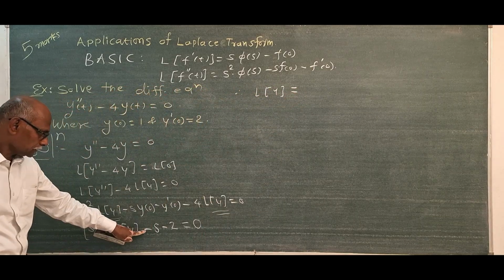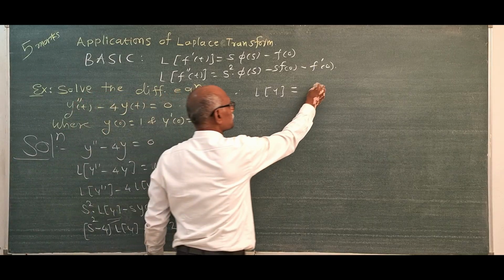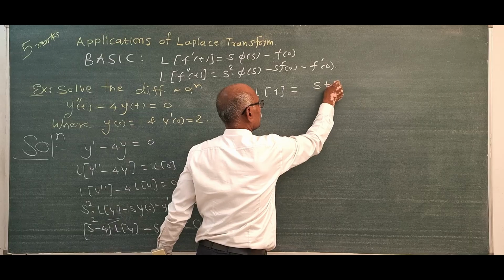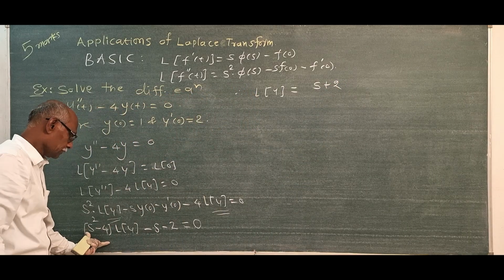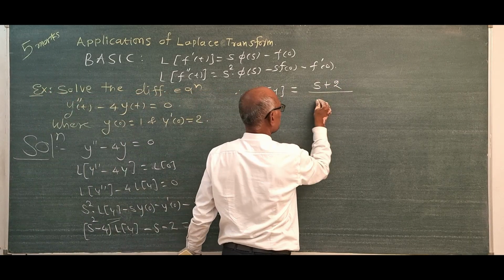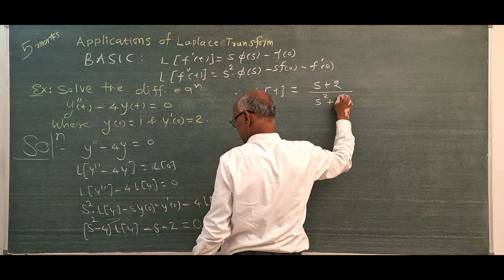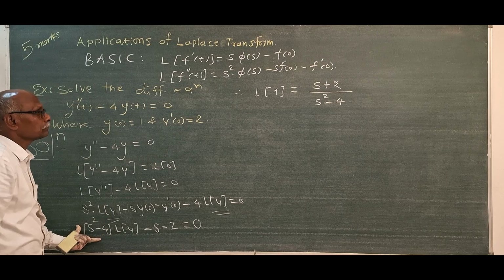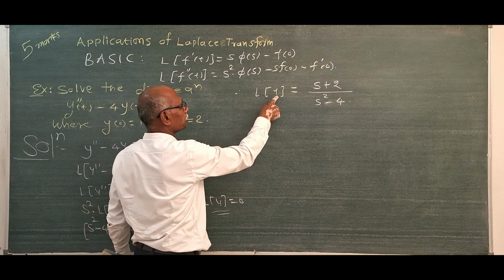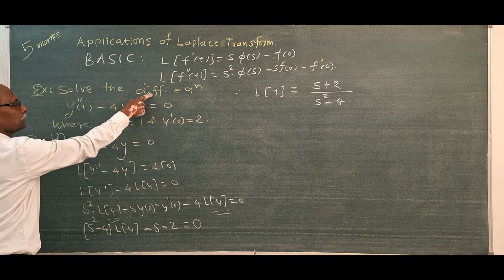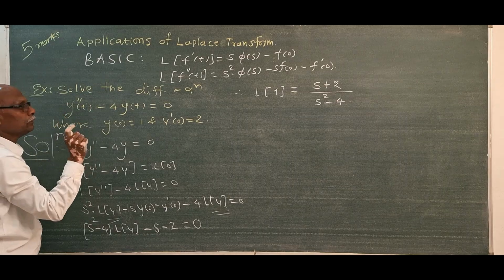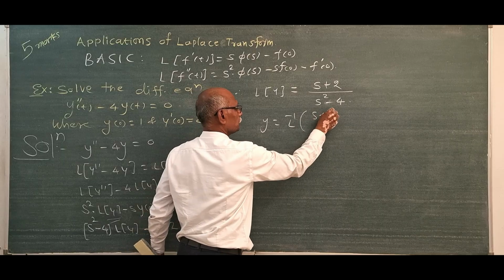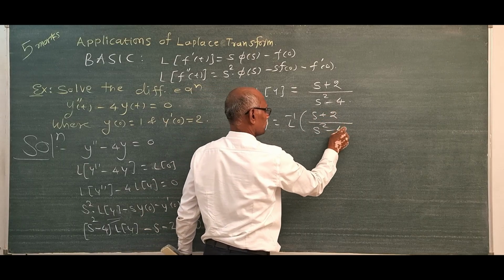Now this minus s goes there, it becomes plus. This minus 2 goes there, plus 2. And then this is shifted. If you make the multiplication, we get s plus 2 over s square minus 4. In this way we can simplify. But we want y. What do we mean by solve the differential equation? That means we have to find the dependent variable y. So in y, this can be written as s plus 2 over s square minus 4.